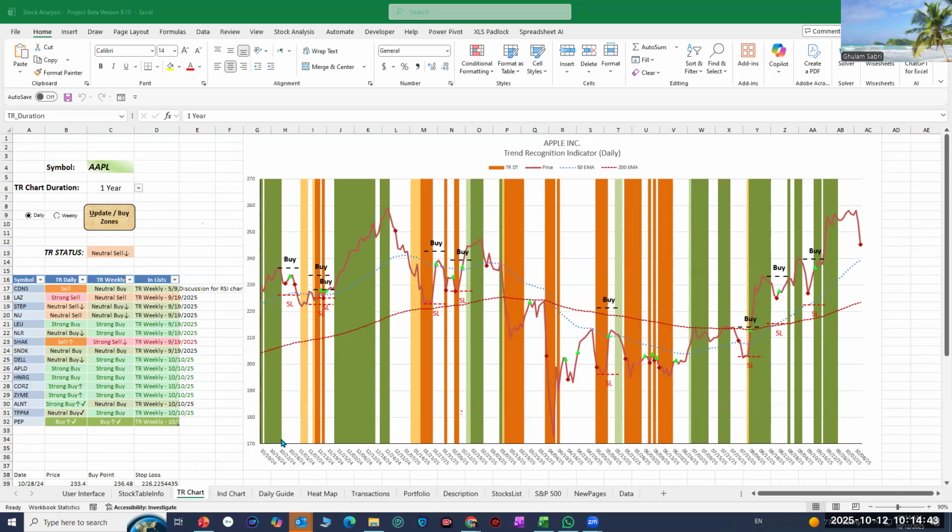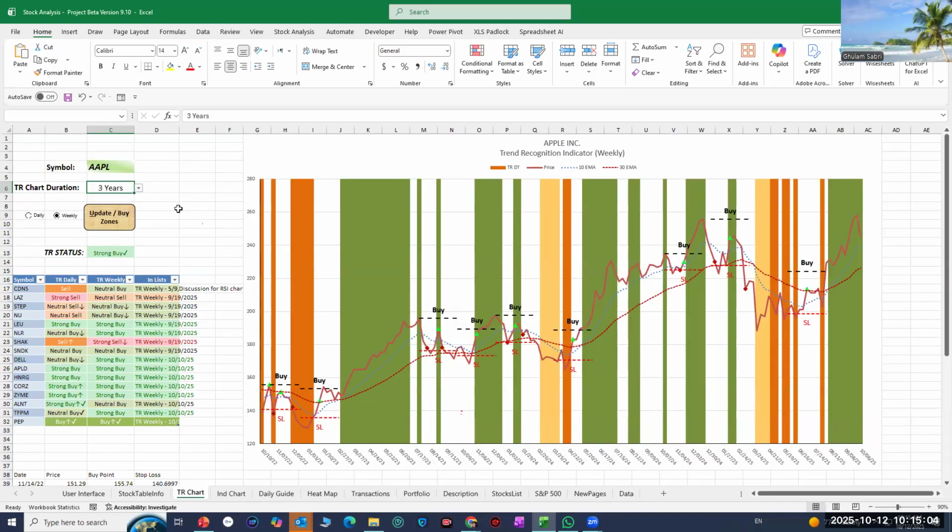So let's see, we want to see on the weekly chart, there are too many buy signals, and say, what should we do? Let's first update this for the weekly chart. For weekly, we need to probably go to the 3 years time horizon and update this chart. What it does, it downloads the fresh data for 3 years and then it starts plotting those buy and sell signals on the weekly chart.